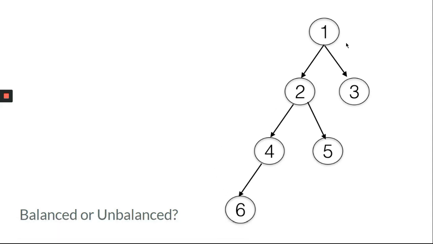Now the one on the right will have a height of 1 and 2. So we subtract the difference, 4 minus 2, we get 2. And this is not a balanced tree because the difference between the left subtree's and the right subtree's height is more than 1. And therefore, it is unbalanced.